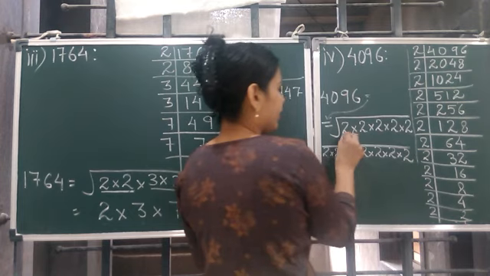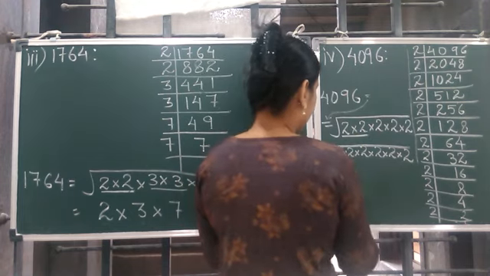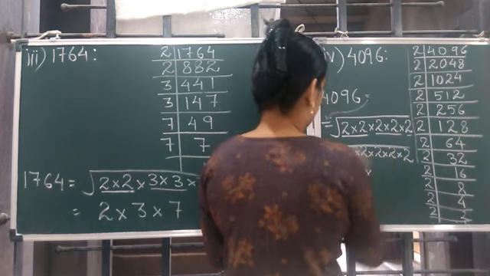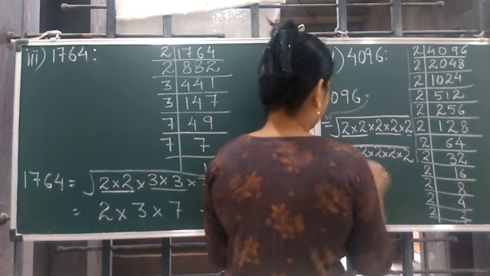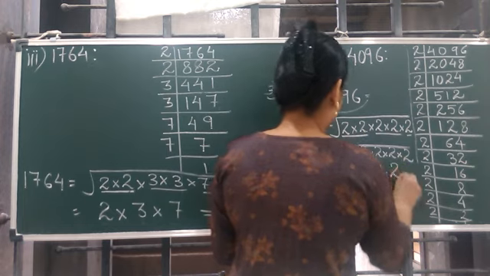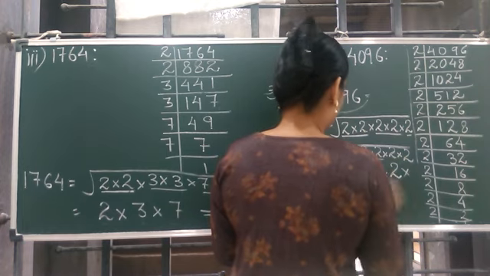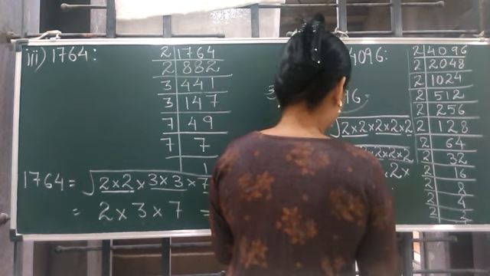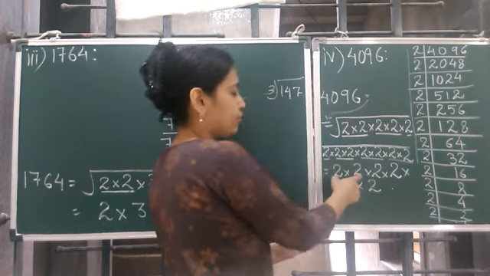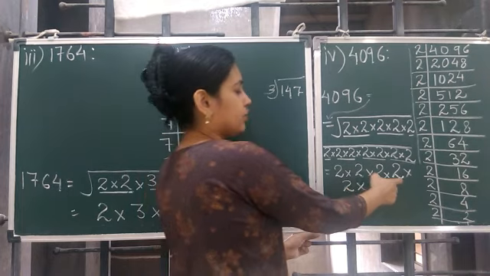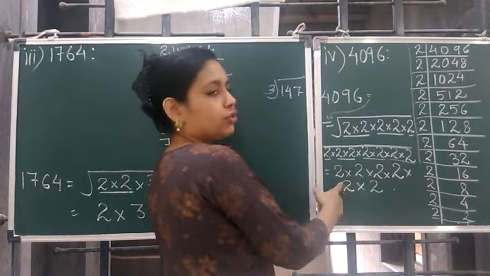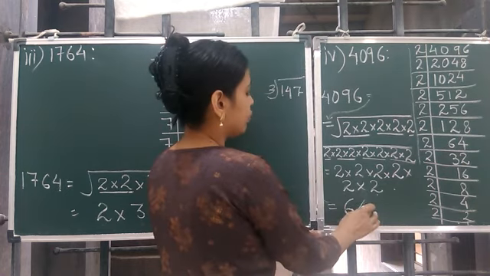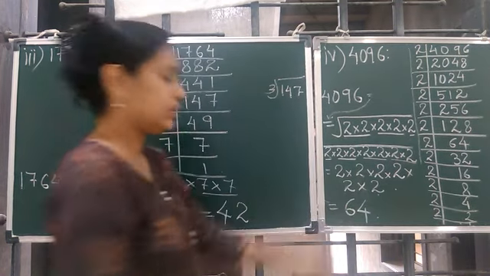Okay, now we make the pairs. This is the first pair, second pair, third pair, fourth pair, fifth pair, and sixth pair. Now, 2 2s are 4, 4 2s are 8, 8 2s are 16, 16 2s are 32, 32 into 2 will give you 64. Okay, so what is the square root of 4096?